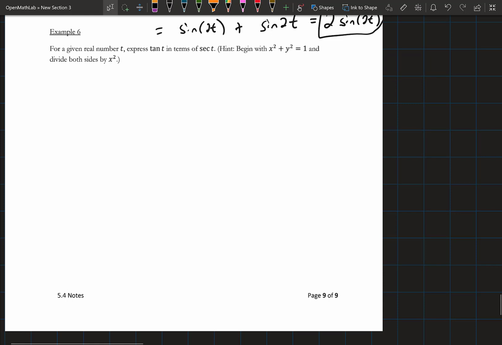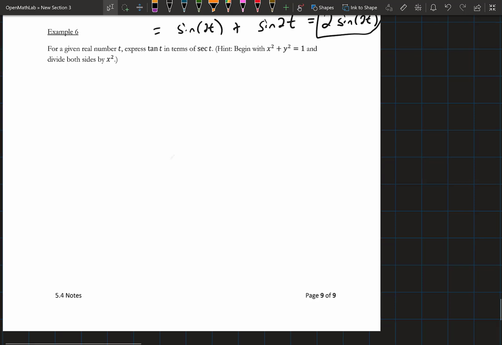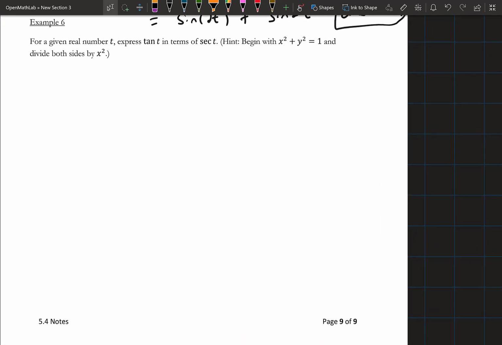So then the last one I have here, example 6, says for a given real number t, express tangent of t in terms of secant. So the hint is to begin with x squared plus y squared equals 1 and divide both sides by x squared. So, thinking through this, just to remember some things, tangent of t is equal to y over x. Secant of t is equal to 1 over x.